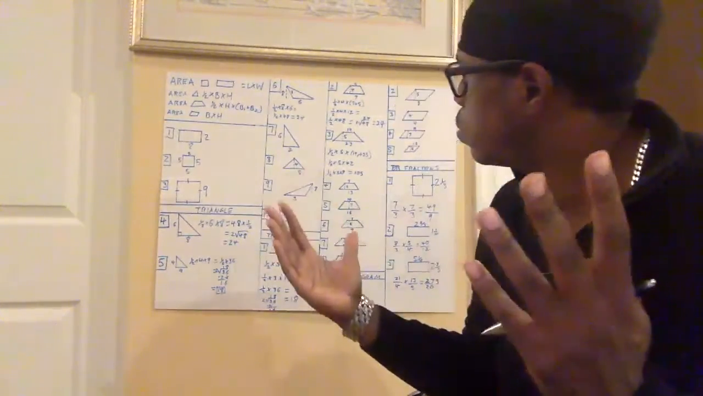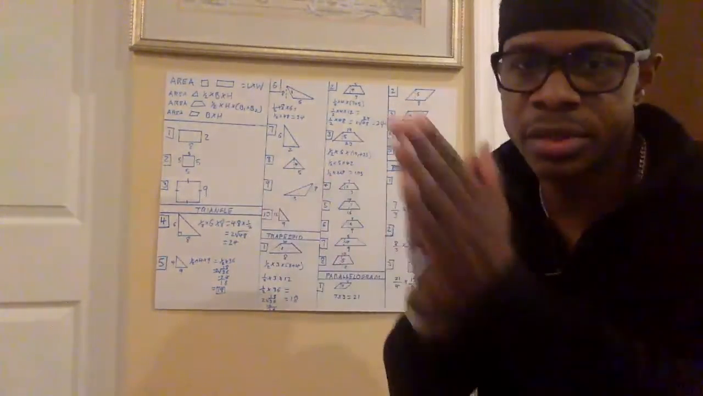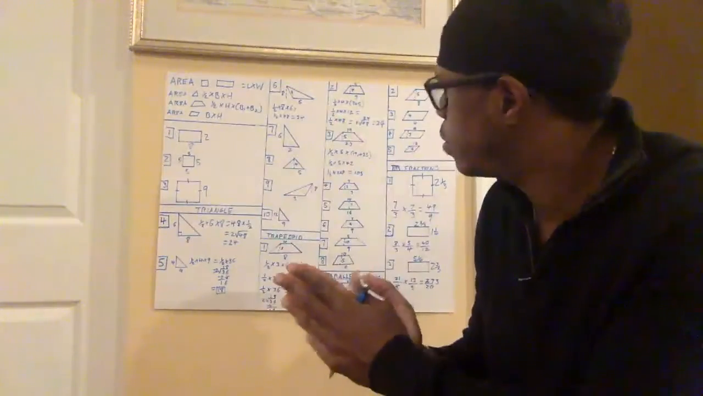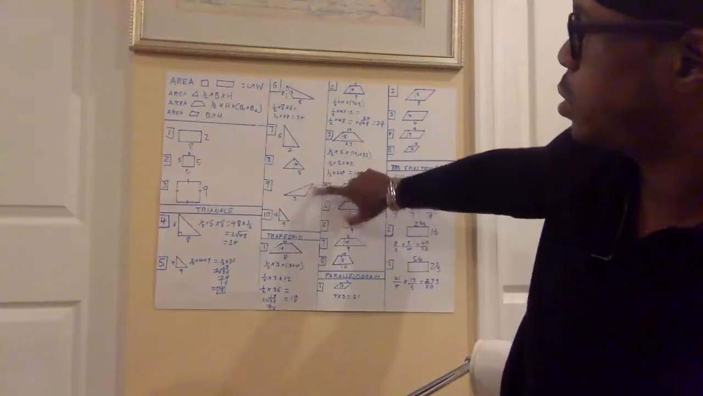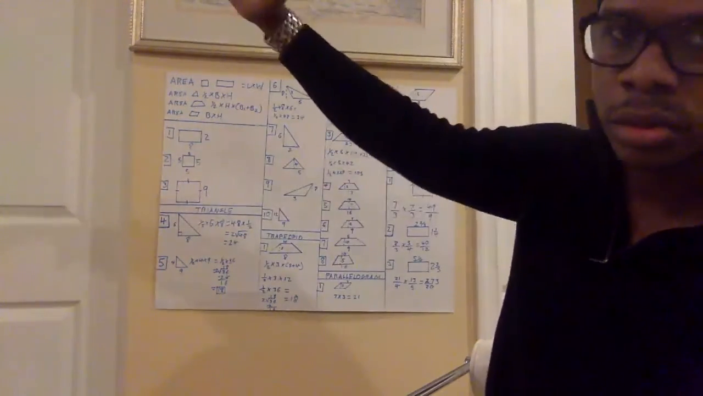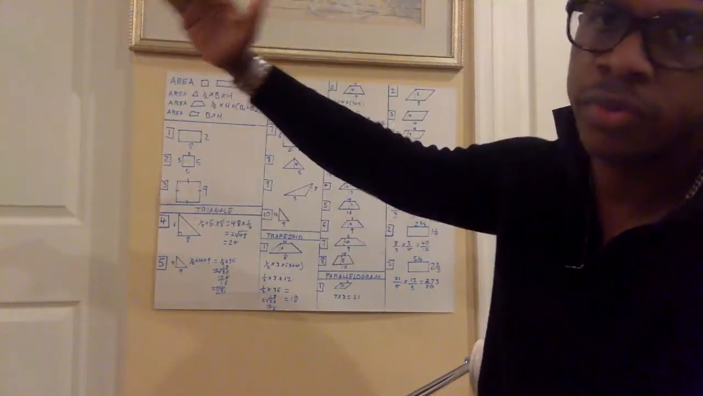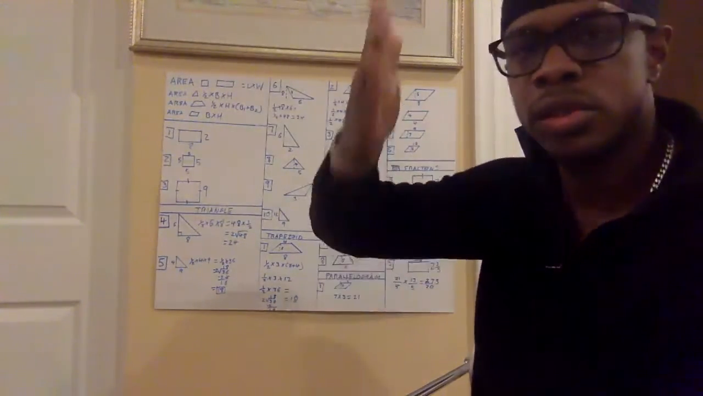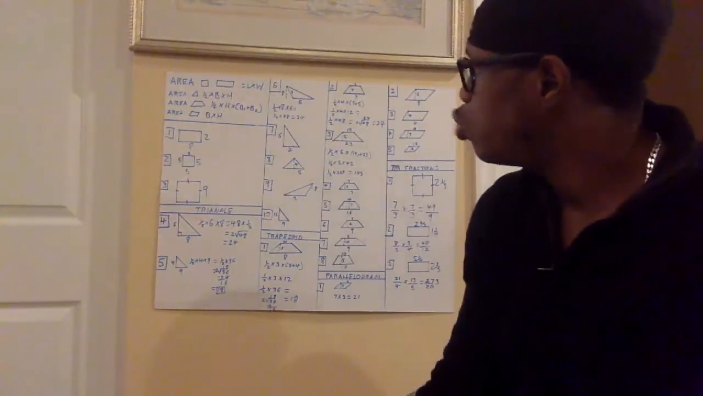Okay, so that's pretty much it with triangles. Half times base times height. Always remember the height is from the tallest or highest point on a two-dimensional figure to the lowest, and it's vertical. Trapezoids.